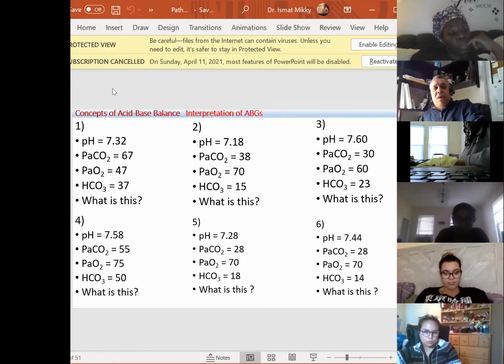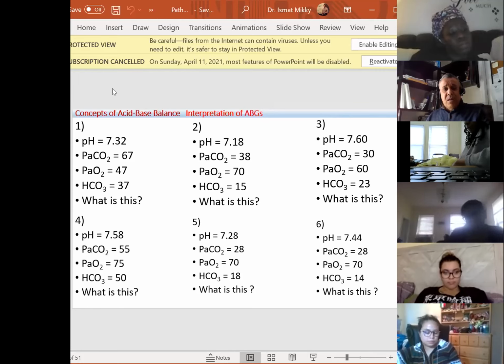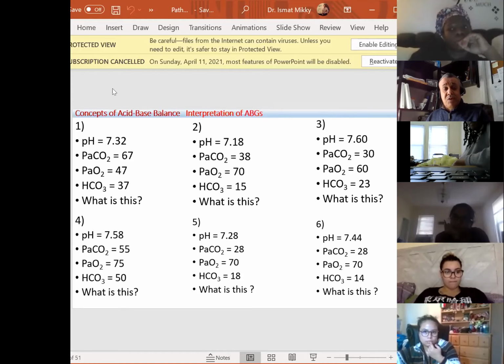Okay. So let's just systematically understand how to analyze the ABGs. Step 1, identify the pH. Is it acidotic or alkalotic? This one is acidic, right? Step 2, you have to find the matching component.